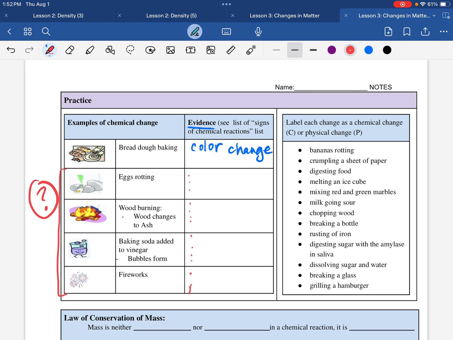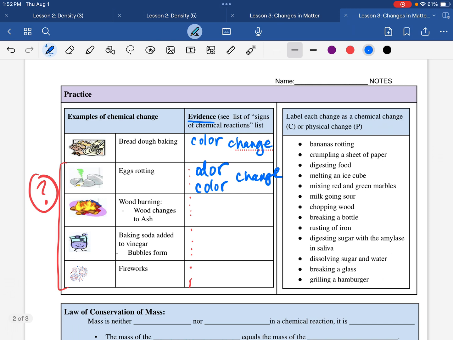Okay, so coming back, let's write those down, what we saw. So eggs rotting, you'd certainly see an odor, right? You might also see a color change, right? They might be a different color when they're rotted. So odor and color changes. When wood turns to ash when it's burning, you definitely are seeing a color change. Certainly wood burning, heat is produced, so you'd also have a temperature change, so color and temperature change.